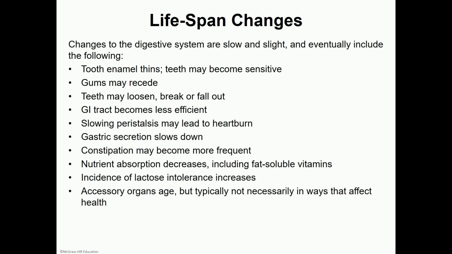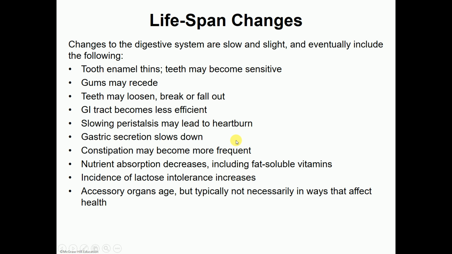What are the lifespan changes that happen to the digestive system? Well, first off, in the teeth, we start losing that enamel, and the gums can recede, which also helps in the loss of teeth as we age. The GI tract becomes less efficient in its digestive process and its absorption. Peristalsis tends to slow down, which means that food is going to remain longer in the stomach, which again means that we are going to have a high incidence of heartburn because of the passage of the gastric juice into the esophagus. Constipation becomes more frequent.